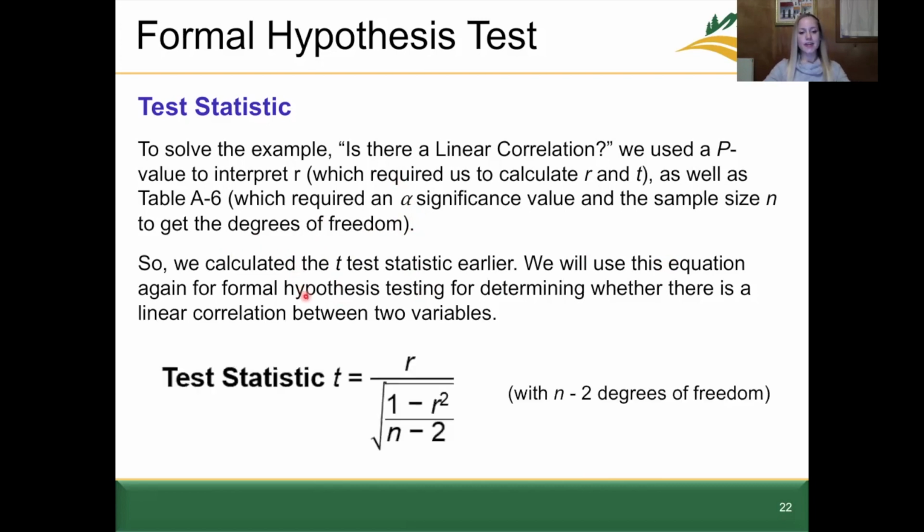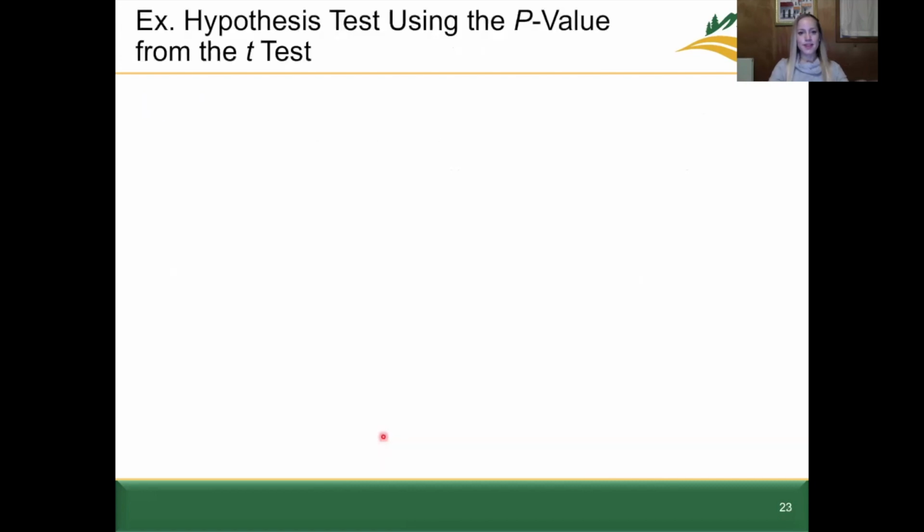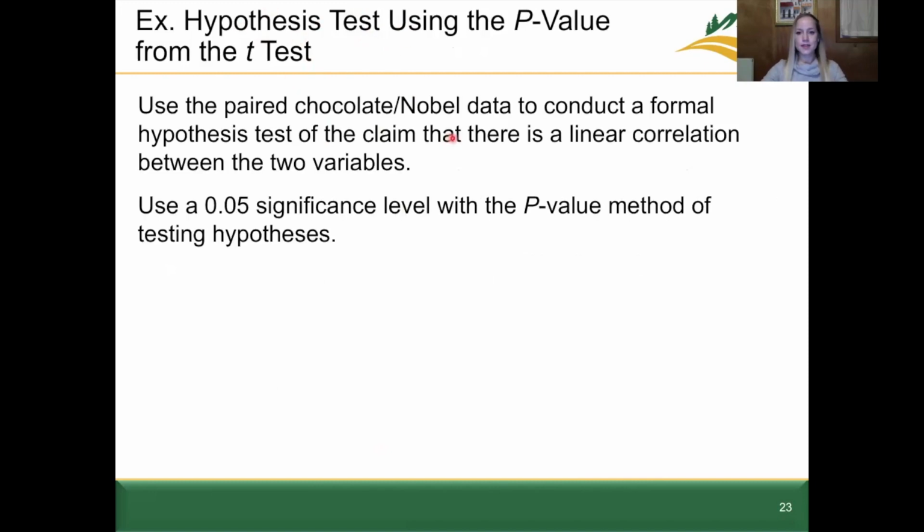As a reminder here, this formula is that the test statistic t is equal to r, the linear correlation coefficient for our sample, divided by the square root of 1 minus r squared divided by n minus 2, where that's our degrees of freedom. Let's try this example now. So we'll use a hypothesis test and a p-value from a t-test. We'll use the same set of data we've been working with, and again, an alpha significance level of 0.05.